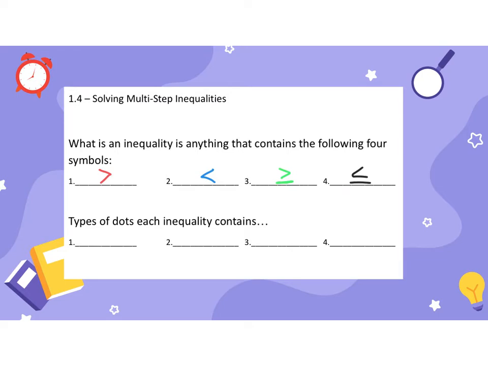The types of dots that these include. So a greater than or a less than sign that is not equal to, those are going to have open dots. What about greater than or equal to and less than or equal to? Closed dots. Closed dots, good. So they should look just like that. Okay.